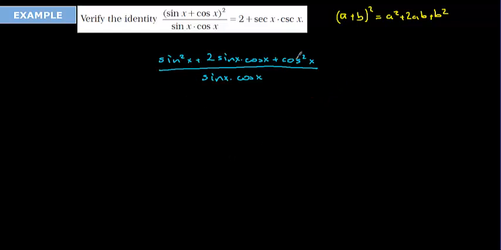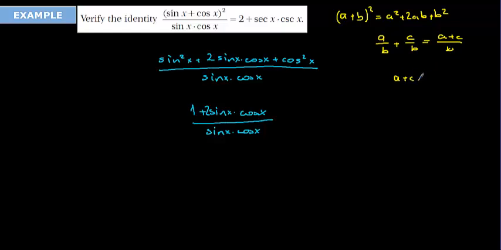Now, sine square x plus cosine square x is equal to 1. So I can write 1 instead of sine square plus cosine square. So it becomes 1 plus 2 sine x times cosine x over sine x times cosine x. Okay, how can this expression be 2 plus secant x times cosecant x? Here we are going to use this trick. Normally a over b plus c over b, the denominators are the same, so it's a plus c over b.